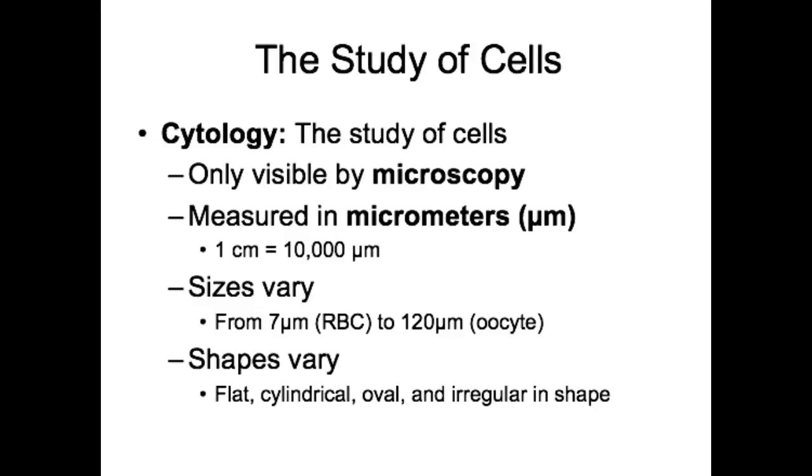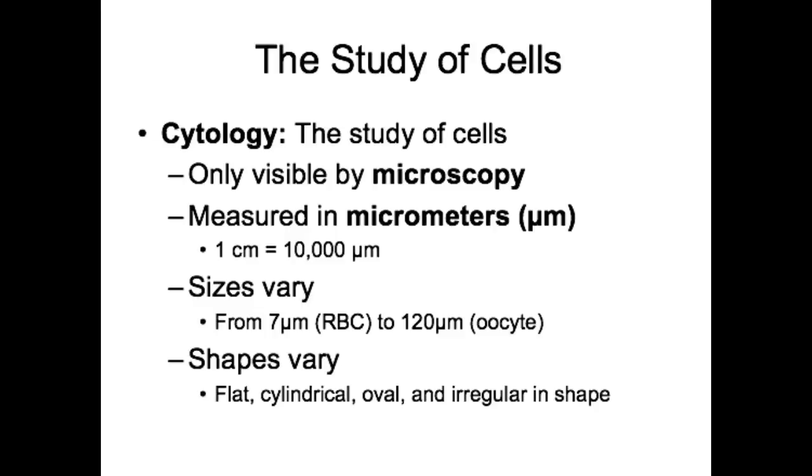So cytology, cyte is the prefix that means cell. Anytime you see the word cyte, you're referring to cells. They will only be visible by microscopy. They are measured in micrometers. Sometimes we just call those microns. This is the Greek letter mu right here. That's a mu. That refers to micro.